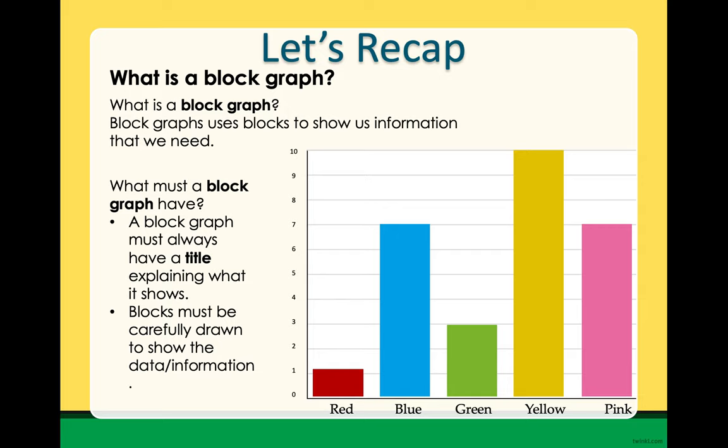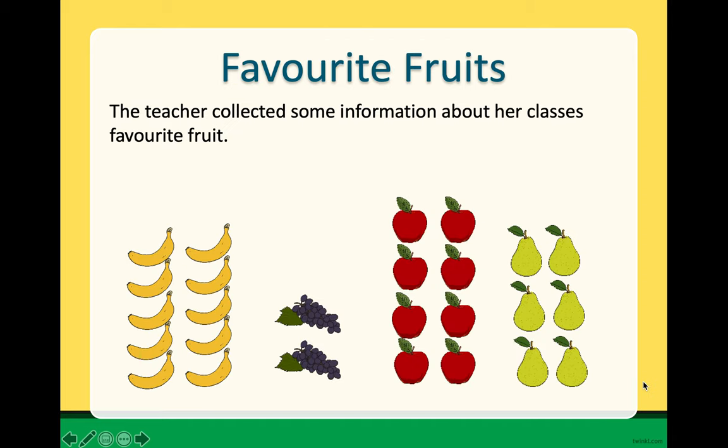What is a block graph? A block graph uses blocks to show us the information that we need. It must have a title and it must be drawn carefully. So this is just an example of what a block graph looks like. Now, it's time for us to make a pictogram and a block graph using some information.